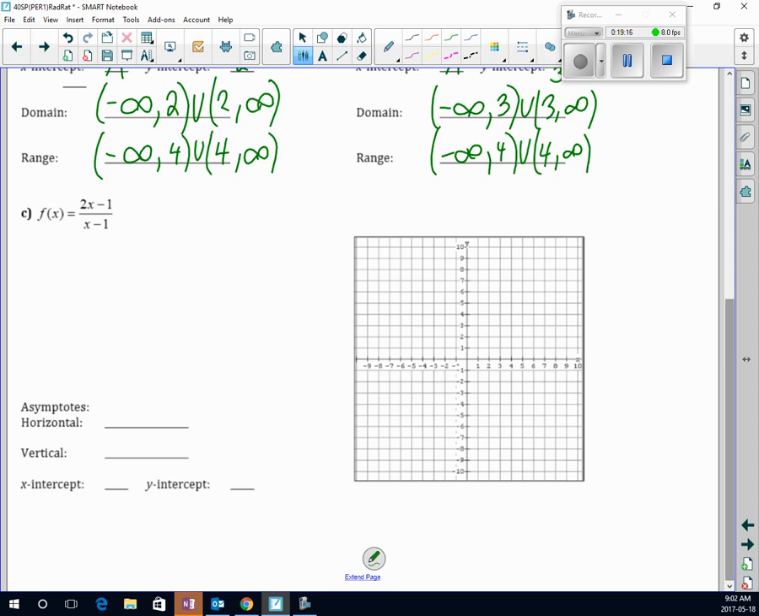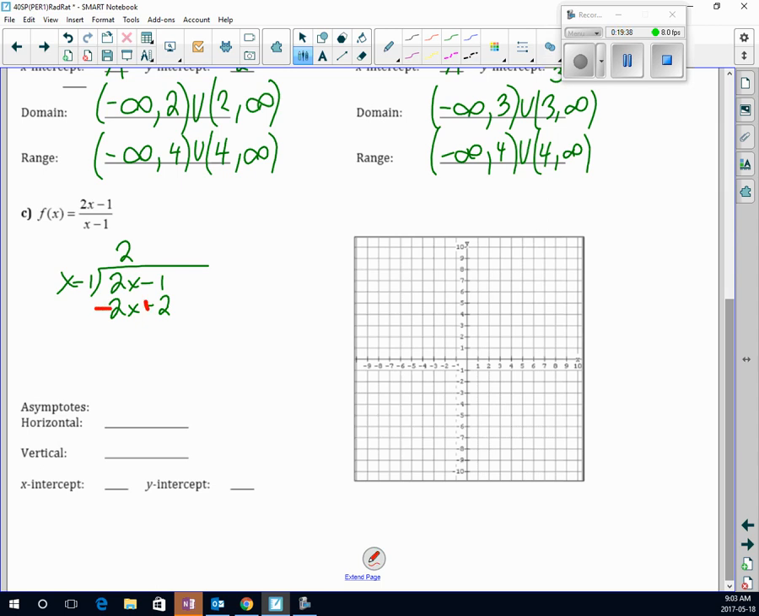Long division. How many times does x minus 1 go into 2x minus 1? Well, how many times does x go into 2x? 2. Now we go 2 times x is 2x. 2 times minus 1 is minus 2. What's the next step? Switch the signs.